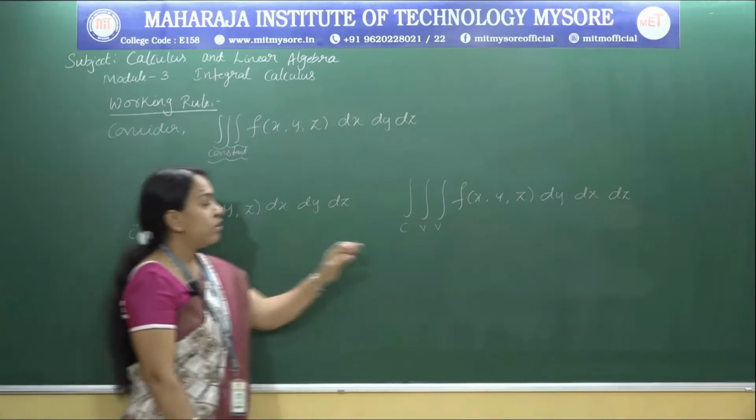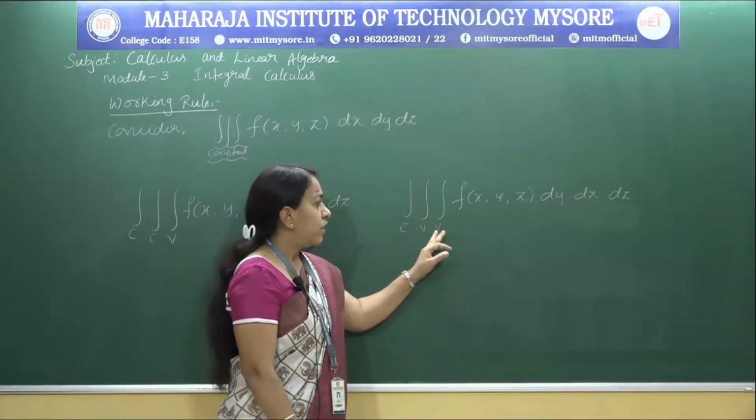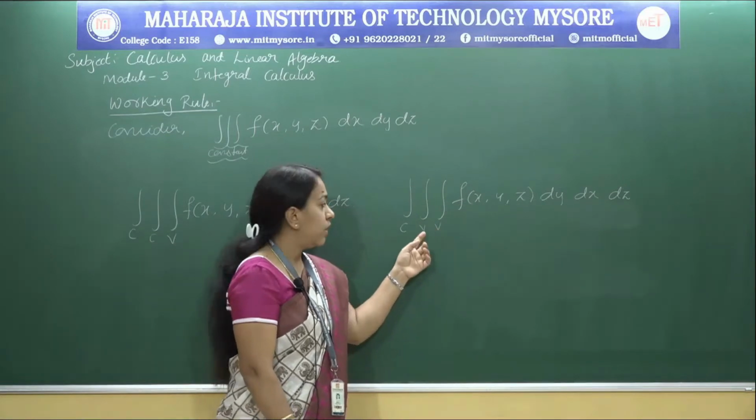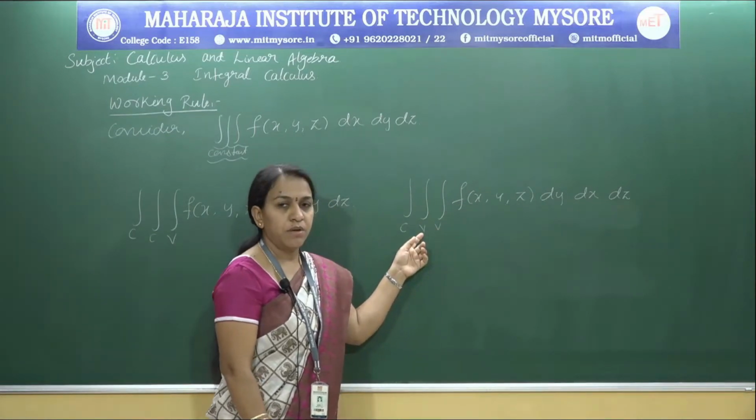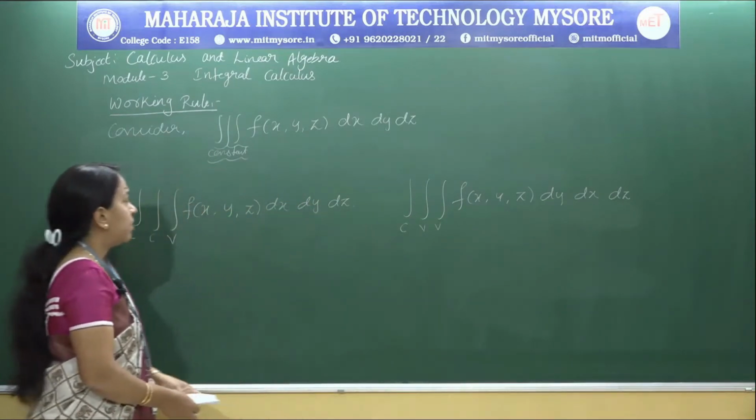And also here, if I have x, y as variables, then that will be the limit of z, and if I have y as a variable, then that will be the limit of x. So let me explain with the example.